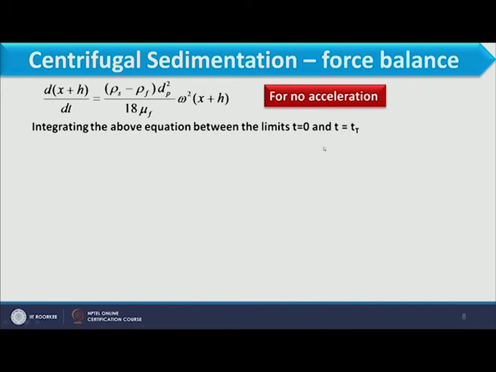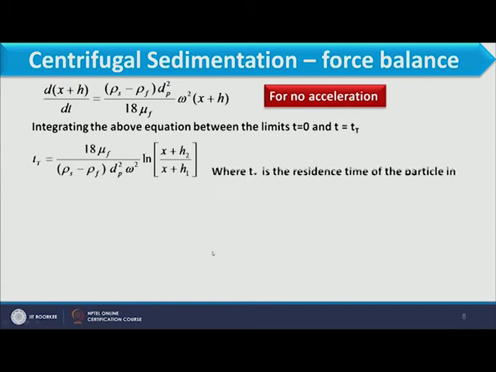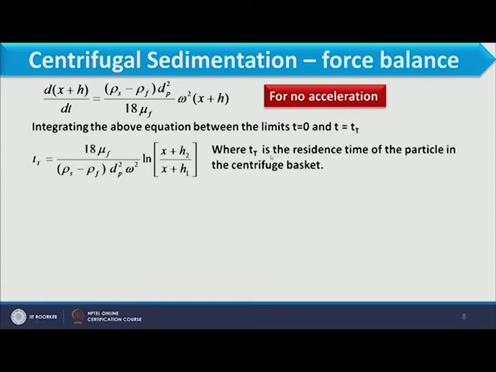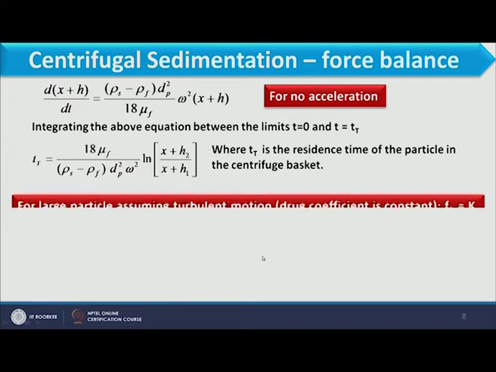Integrating the above equation from t equal to 0 to t equal to tt, we can find the residence time of the particle in the centrifuge. So tt is the residence time of the particle in the centrifuge.